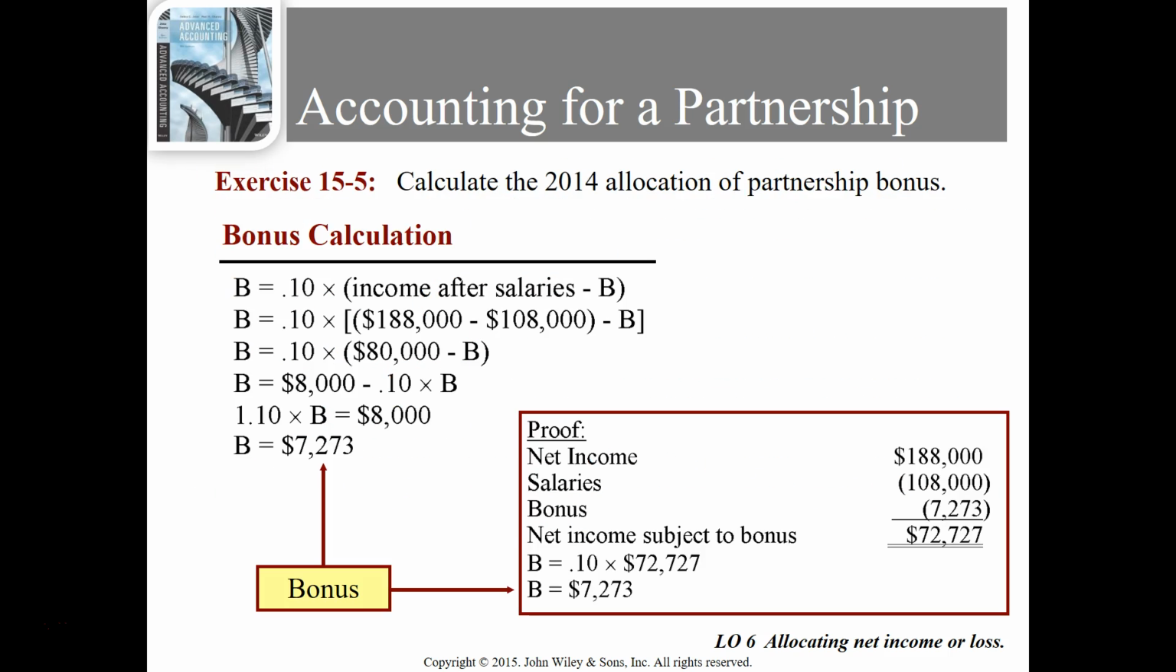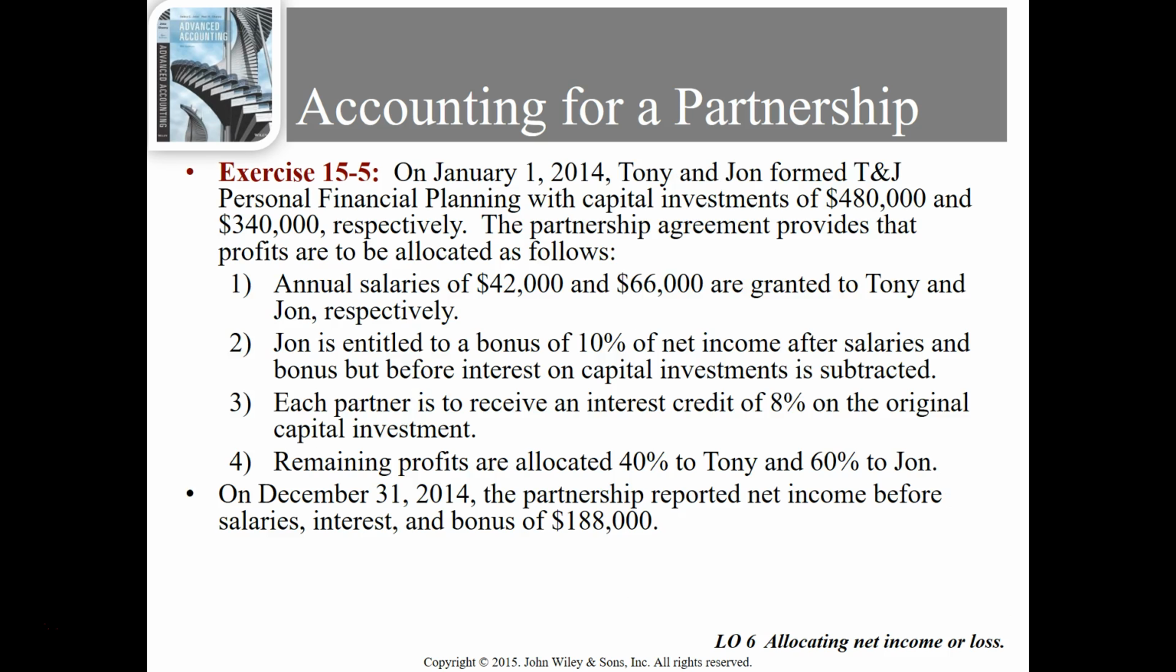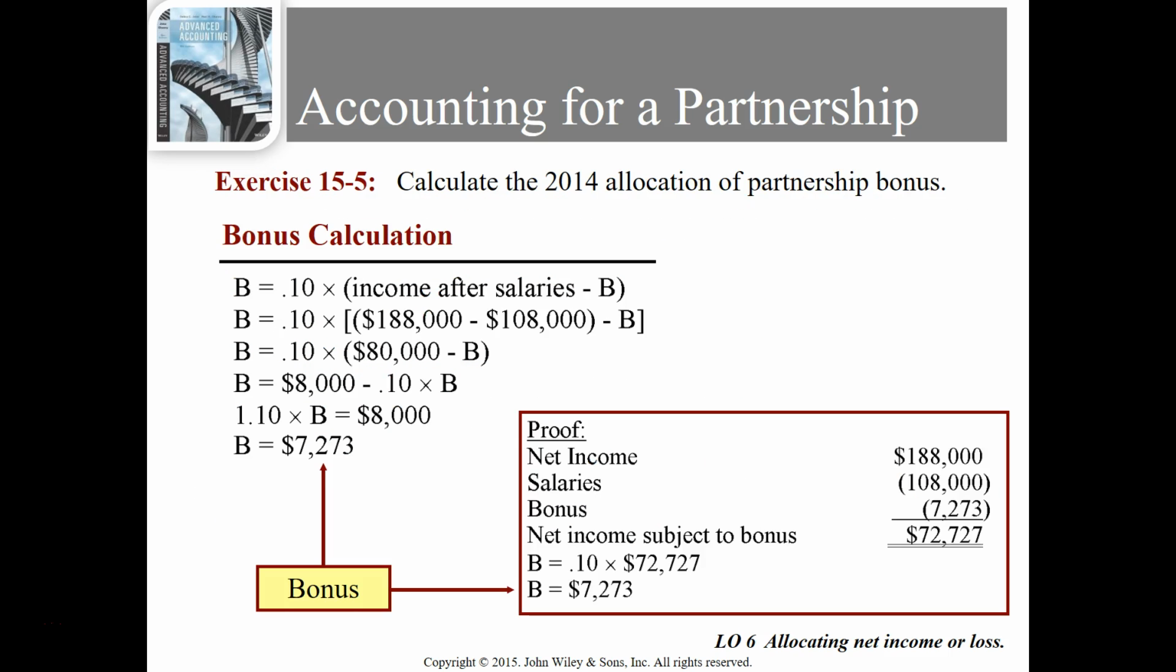So the first thing is, let's calculate the allocation of the bonus. According to this, the bonus calculation is 10% of net income after salaries and bonus. So if we set up this algebraic formula, what we're saying now is the bonus is going to be 10% of the income after salaries minus the bonus. And then through some algebraic manipulation, which we've seen before, our bonus is 7,273.